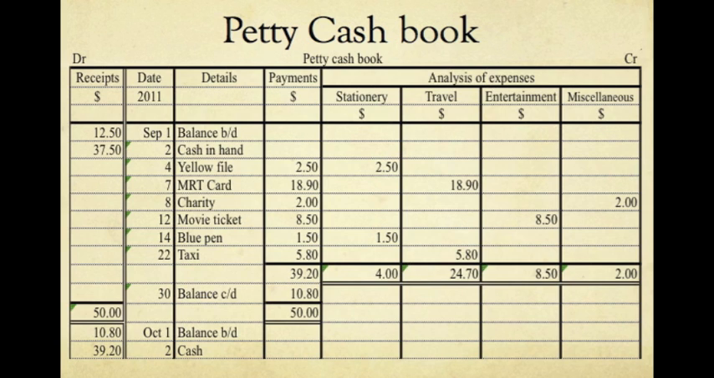They will analyze the expenses as well and classify them accordingly. Can you see at the end of the month, the total payments that we had is $39.20, which then leaves us a balance of $10.80. So if you only have $10.80 under the Imprest system, you need to reimburse another $39.20 cash in order to create a float of $50. So this is how an Imprest system works.